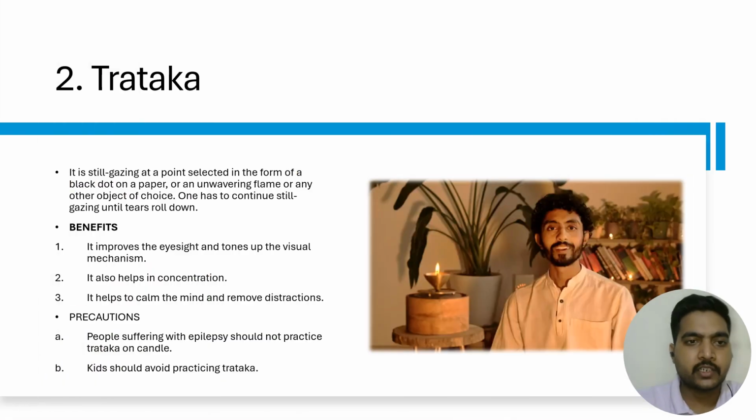Next one is the Tratak. So as you know, the Tratak is to look at a particular point for a certain period of time. When you continuously look at one object, this is the activity. So this activity is done on the flame or any other object of the choice of the person.